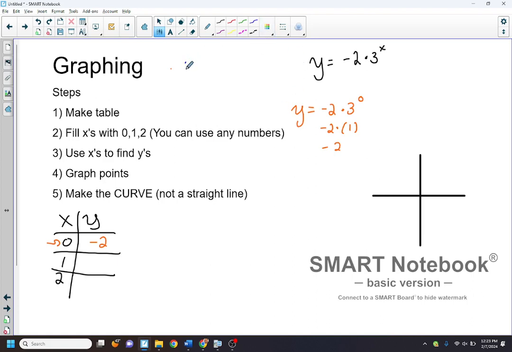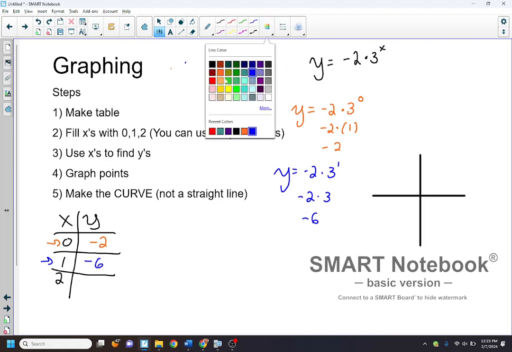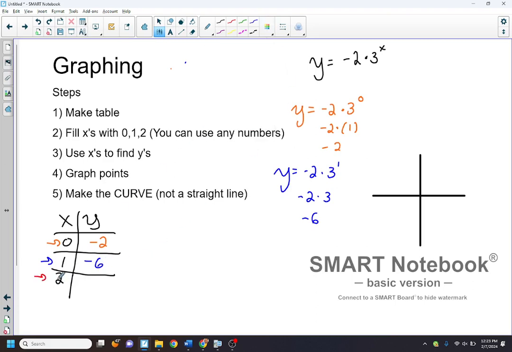Next one. We're going to plug in 1. So same thing. y equals -2 times 3 to the 1 power. Well, 3 to the 1 power is just 3. So -2 times 3, -6. And then we'll do the last one. y equals -2 times 3 to the 2nd power. Remember, 3 to the 2nd power is 3 times 3. So it's 9. So -2 times 9, -18.